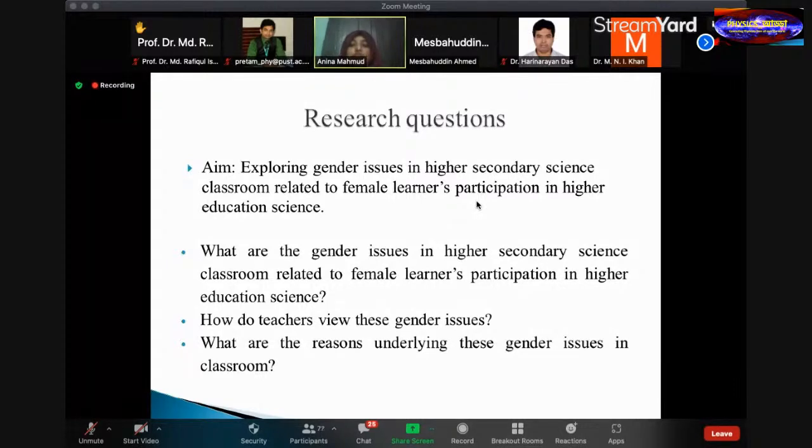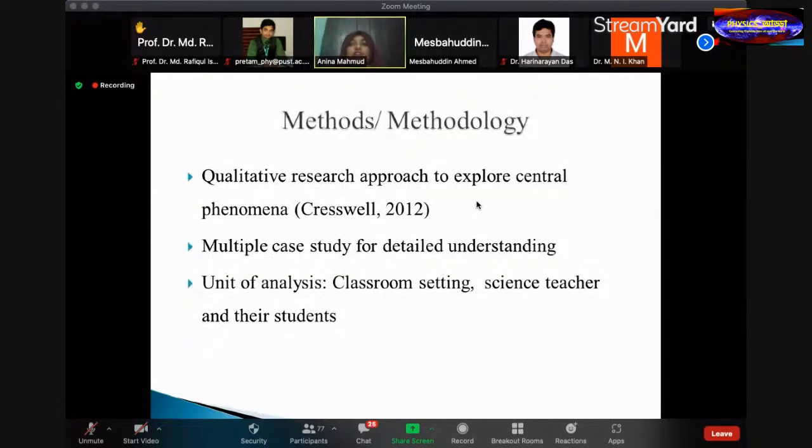With the goal to explore gender issues in higher secondary science classrooms, we ask three questions: what are these gender issues, how do teachers view these gender issues, and what are the underlying reasons for these gender issues? We use a qualitative multiple case study design in order to conduct this study.